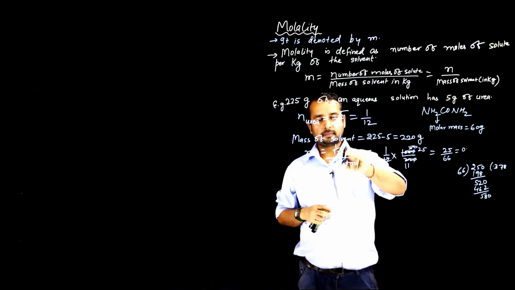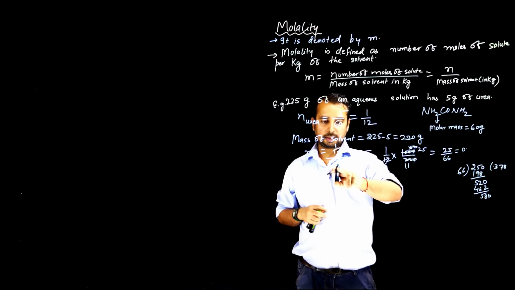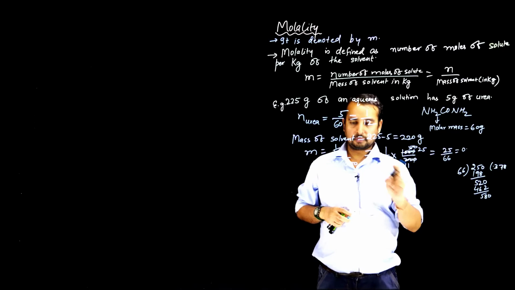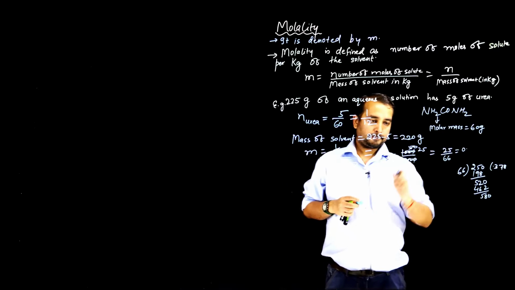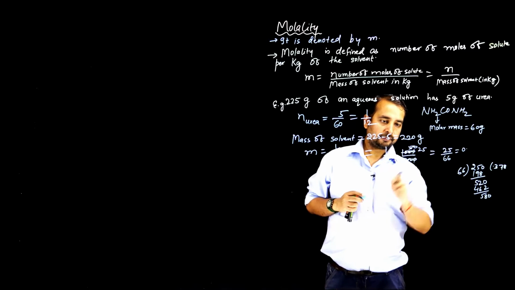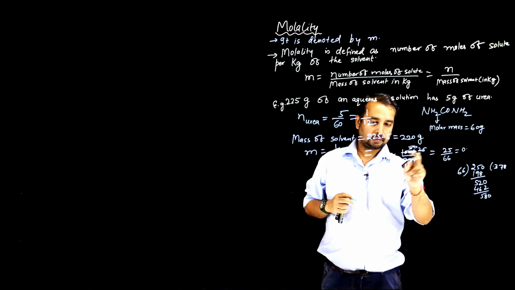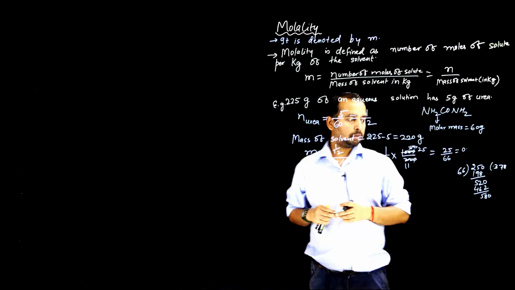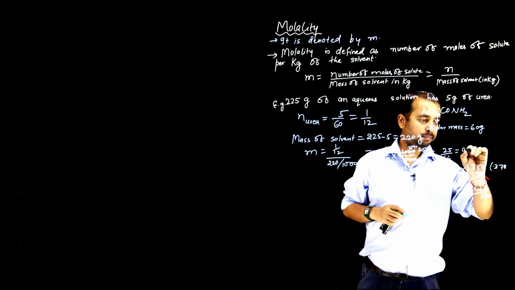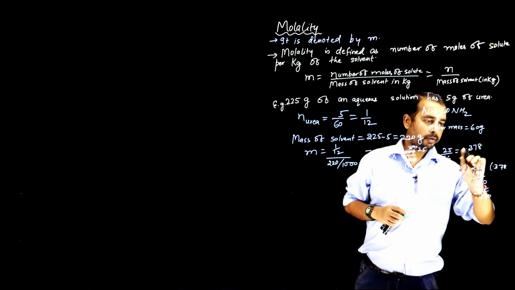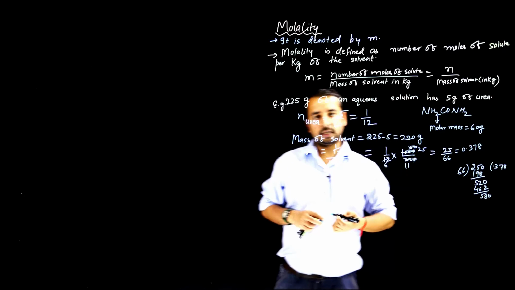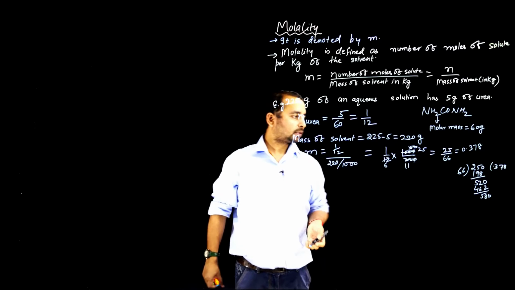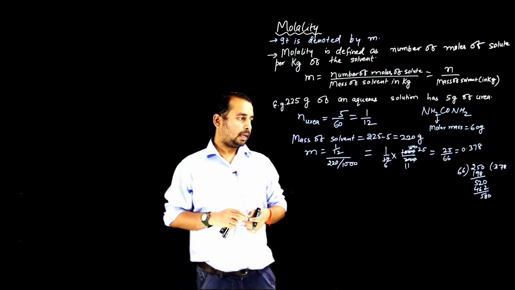Let us check if the calculation is correct. It is 1 by 12 divided by 220 divided by 1000. So 1000 will go up and 220 will come down, and the zeros will cancel. 50 upon 11 and here 25 upon 6. So 6 into 11 is 66 and here it is 25. I think the calculation is okay. So 0.378 is the answer. The molality of the given solution is 0.378.